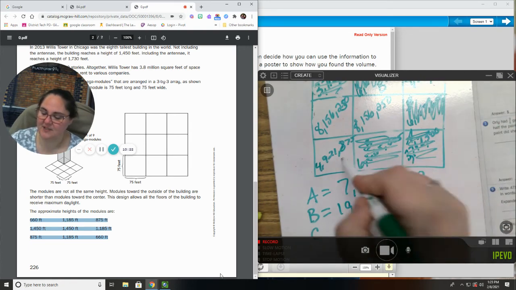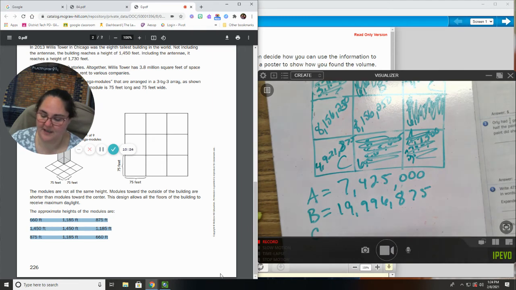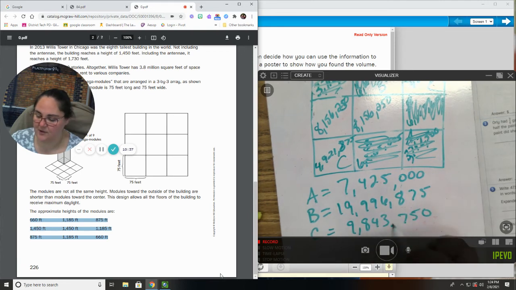Let's do C. So this is C and this is C. All right, 4,921,875 times 2, because there's 2 of them. We have 9,843,750.